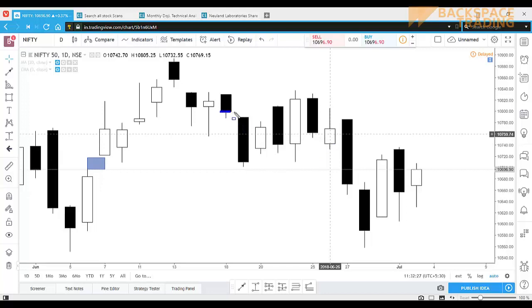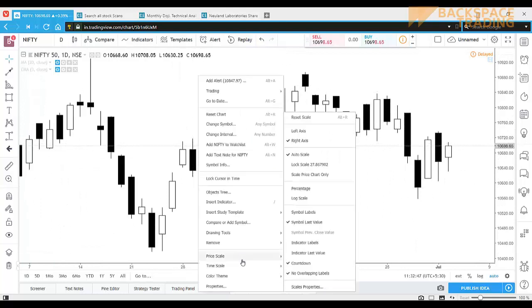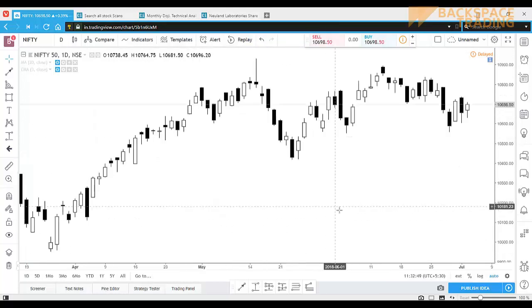It closed here and it opened below this. This is gap down. Closed here, opened here, gap down. Now, how significant are gap ups and gap downs? That part we are going to learn looking into charts.